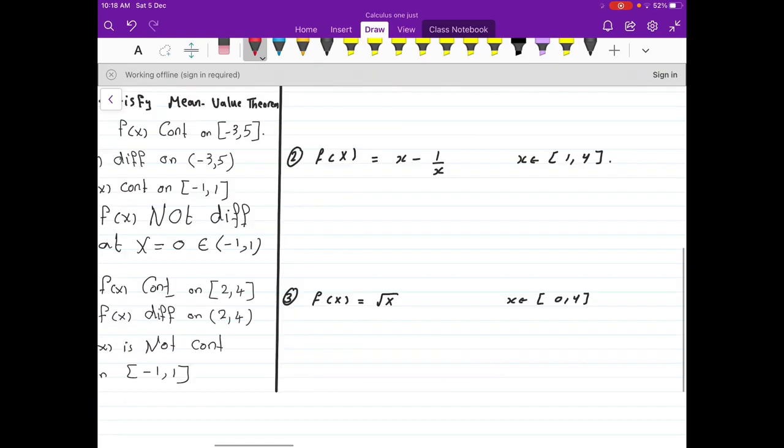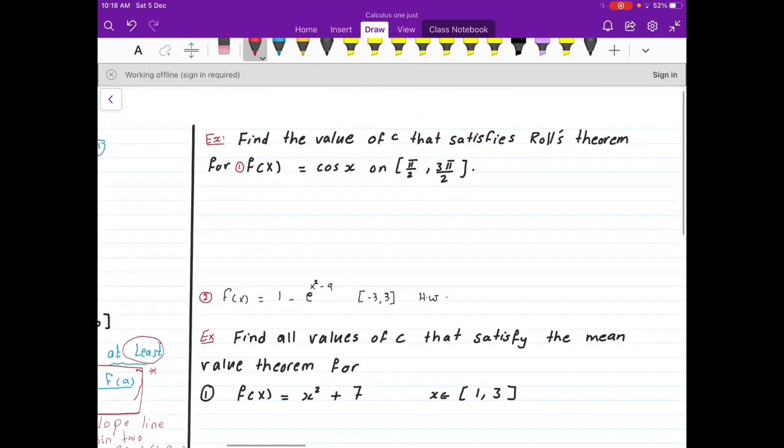السؤال الثاني اللي بدنا نسأله إنه find the value of c. إحنا عرفنا هلأ نحدد هل يحقق الرول أو المين. Find the value of c that satisfies Rolle's theorem. f x = cosine x on pi over 2 and 3 pi over 2. This function continuous, differentiable, so Rolle's theorem تعطينا إنه there exists c such that f prime c = 0.